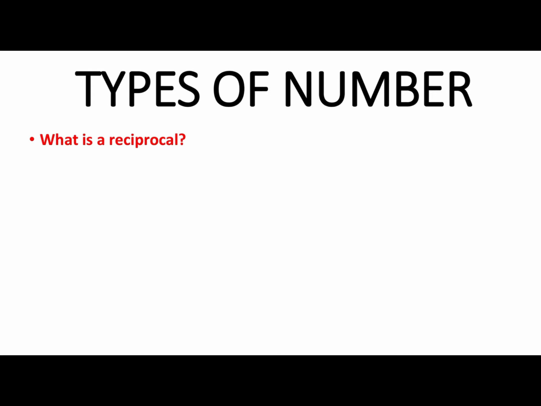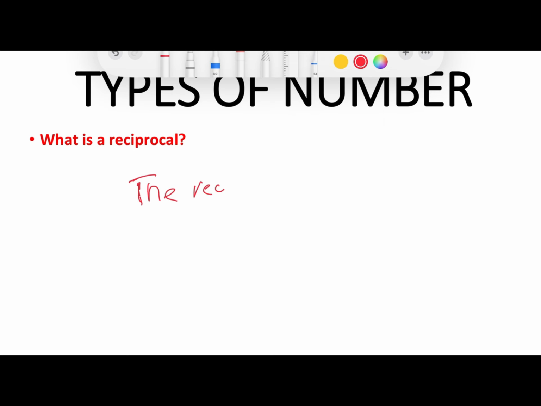What does it mean? For example, the reciprocal of 3 is 1 upon 3. In the denominator there is no number, this means 1. So when I flip the number, it will become 1 upon 3. So this is called reciprocal. The very basic thing, reciprocal.